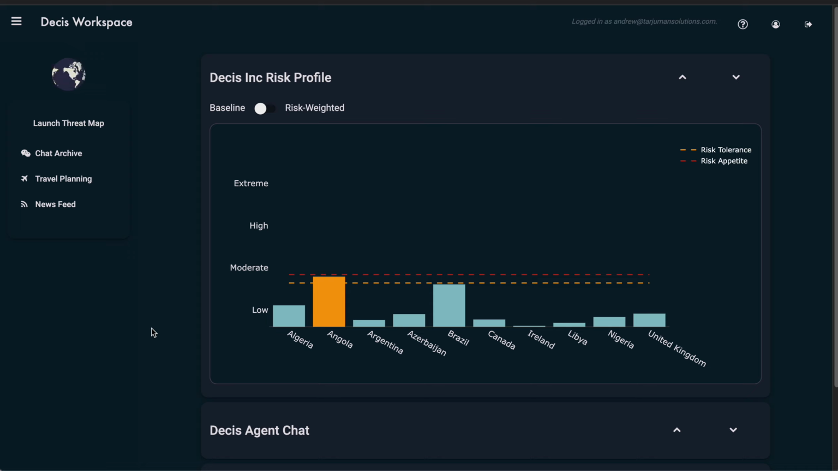And right away, you'll see that Angola is colored orange because it's clipping the risk tolerance. What this doesn't do, however, is take into account at all the geopolitical or instability elements of each of those locations. So if we pop on the risk weighted element, we'll see that everything changes over. So right away, both Brazil and Angola go up notably. Angola is now hitting the risk appetite, so that would suggest that some work needs to be done there to reduce that exposure. And Brazil has now moved into the risk tolerance zone. So straight away, we're seeing some differences.